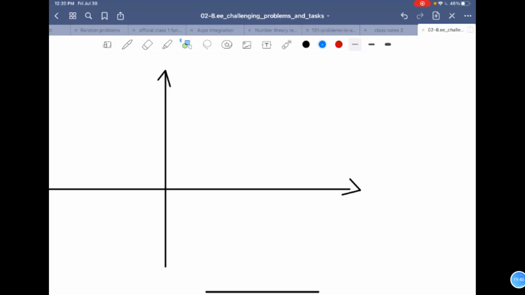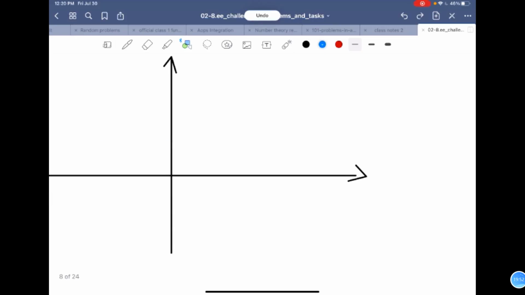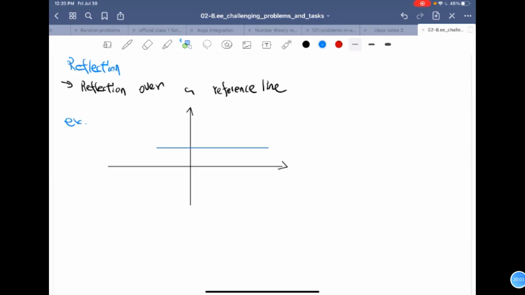Here's a line. Here is a line. What happened? Oh yeah, here's a line. What will be the reflection over the x-axis? All right, three options.